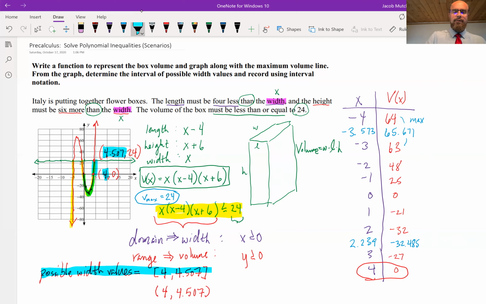Thank you for joining for this investigation of solving polynomial inequalities using some graphical strategies and reasonable interpretations of the graph to match the inequalities we've produced algebraically with a real life scenario with all of its constraints.